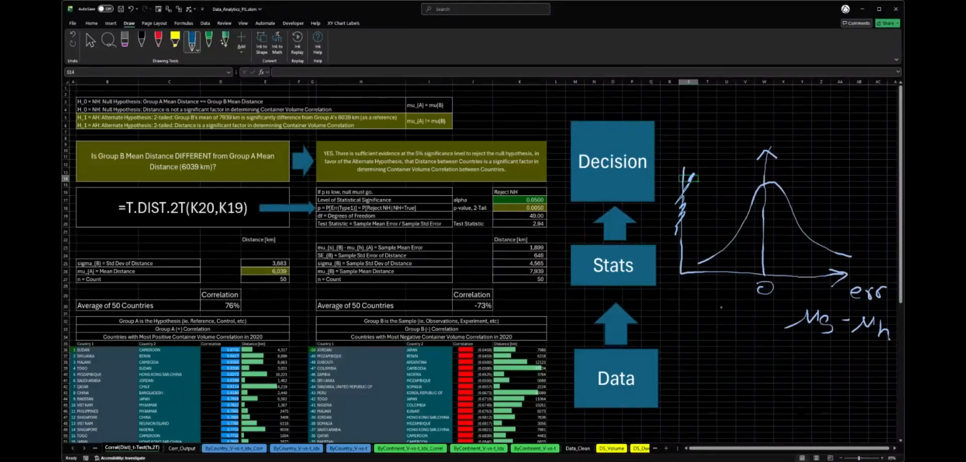or rather, no. Let me see. So we're comparing. If we divide one by the other, this is like a one. So if we divide the test statistic, we're checking. If this is a one, where the sample mean error is the same as the standard error, this is the test statistic. That's the sample mean error divided by the standard error, right?